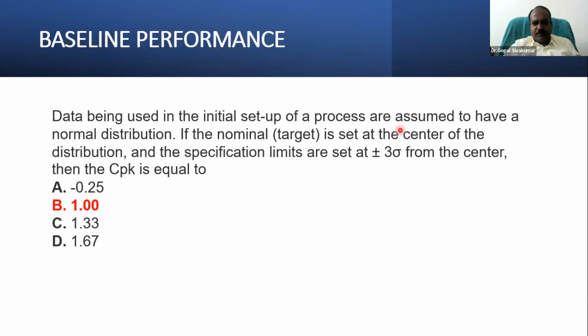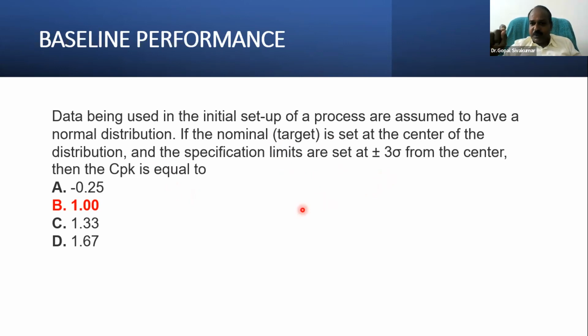Now, data being used in the initial setup of a process are assumed to have a normal distribution. The target is set at the center and specification limits are set at plus or minus 3 sigma. Plus or minus 3 sigma means control limit. Specification limits are set exactly at the control limit. In other language, specification limit and control limit are overlapping. Now, what is the CPK in this condition?